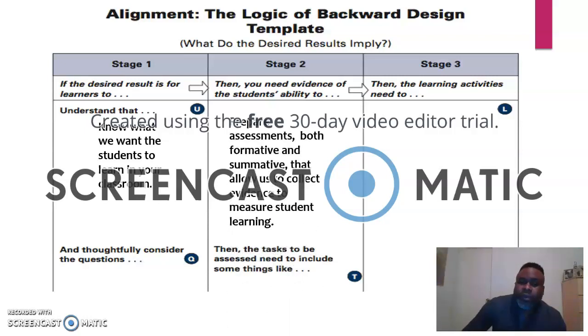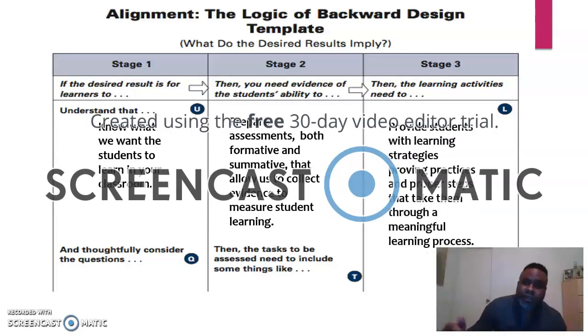Stage two, we prepare assessments, both formative and summative, that allow us to collect evidence or data to measure student learning. In stage three, that's where we build our activities. So our job right here is to provide students with learning strategies, proven practices, or proper steps that take them through a learning process.